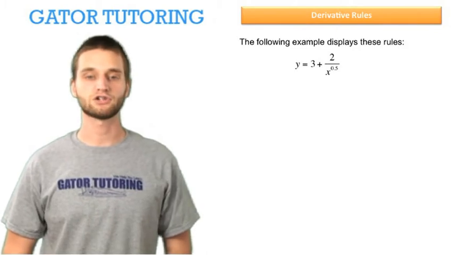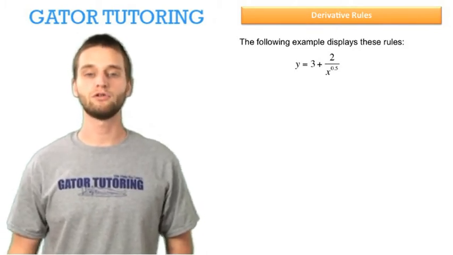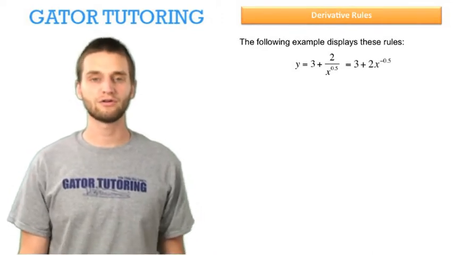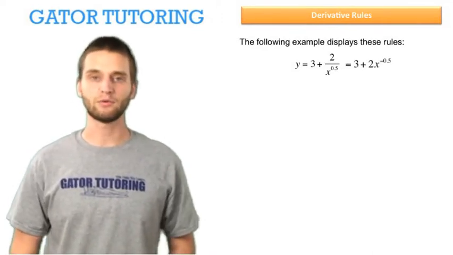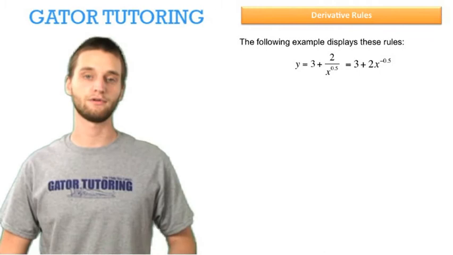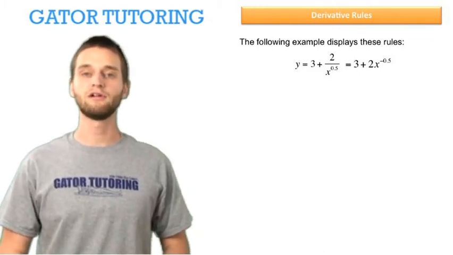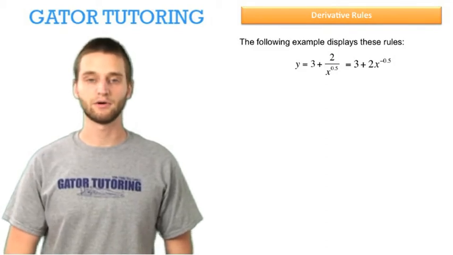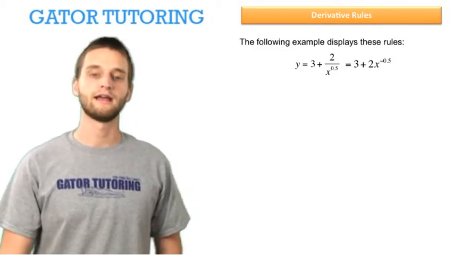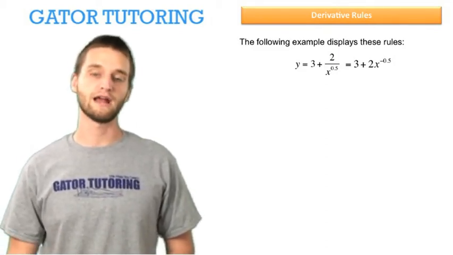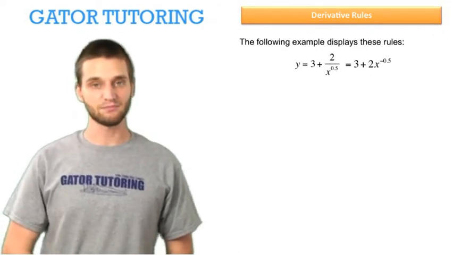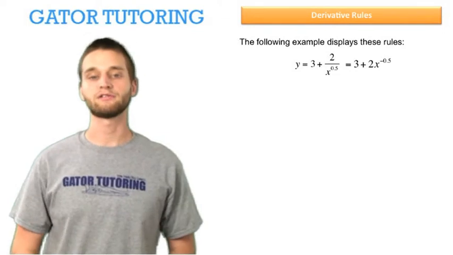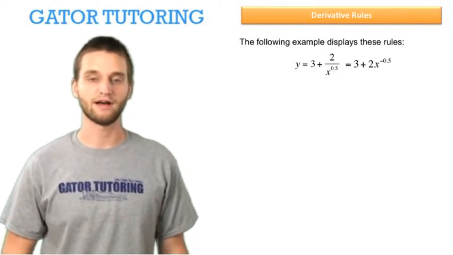Suppose we're given this function y equals 3 plus 2 over x raised to the 0.5. Well, we could use that third rule that we just saw, but the easiest way to do these kinds, where the variable is in the denominator, is to rewrite it with the variable in the numerator and change the sign on the exponent. So we can rewrite x to the 0.5 in the denominator as x to the negative 0.5 in the numerator. And so we can rewrite this whole function as 3 plus 2x raised to the negative 0.5.